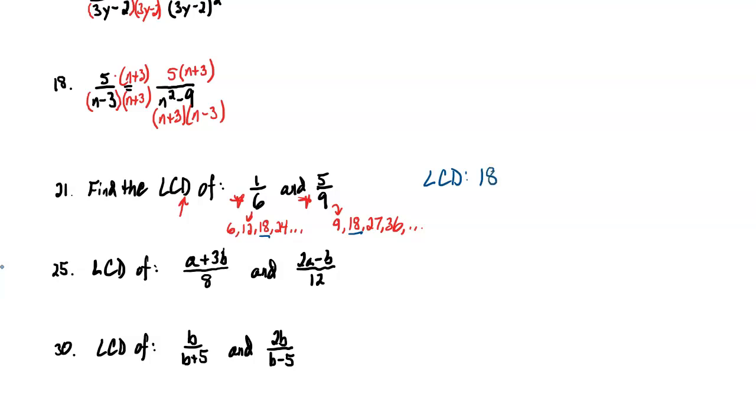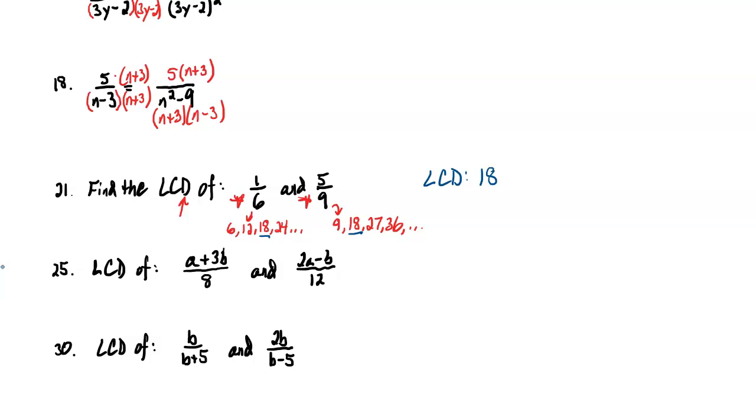An LCD is the least common multiple of the denominators. Now, hopefully when you have numbers like 6 and 9, you don't have to list on paper the multiples in order to find the first one that's common. This is something that ideally you would do in your head.